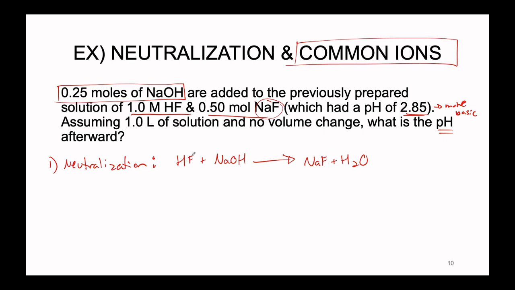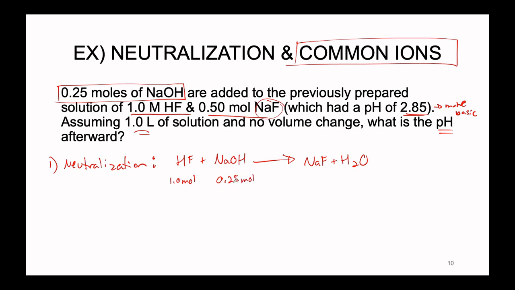Now I'm going to gather the information as I did previously. We have 1 liter. Again, we're assuming that there's going to be no volume change. We have a 1 liter solution for simplicity's sake. Because we have 1 liter of a 1 molar HF solution, that means that we are starting with 1.0 moles of HF. The amount of sodium hydroxide we're adding is the same as in the previous problem, 0.25 moles.